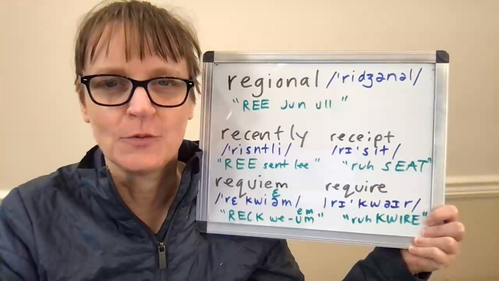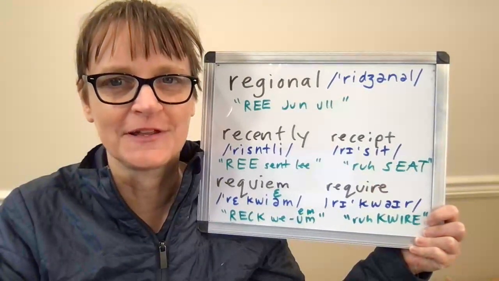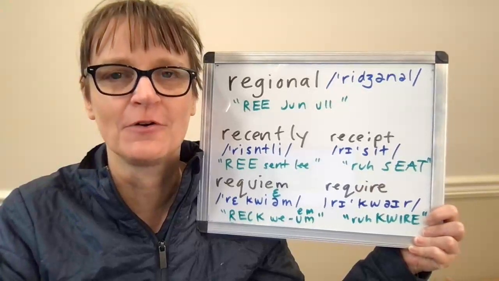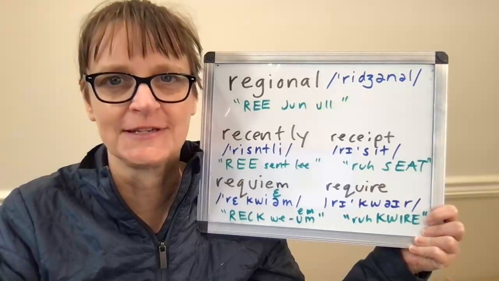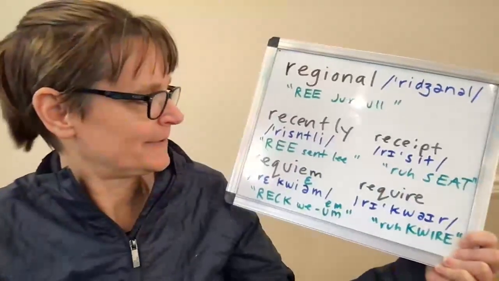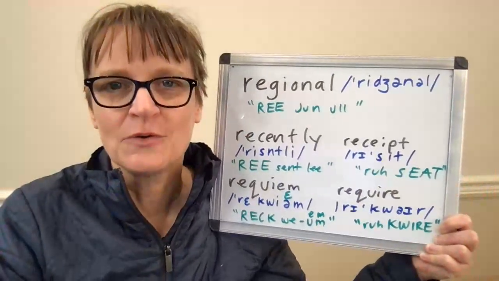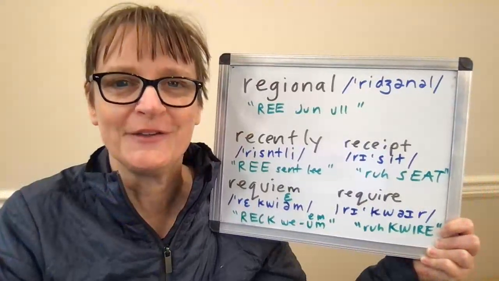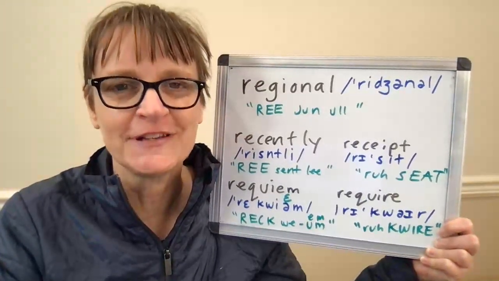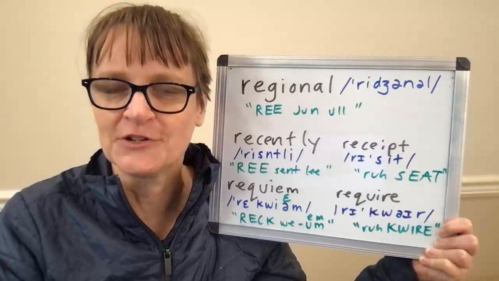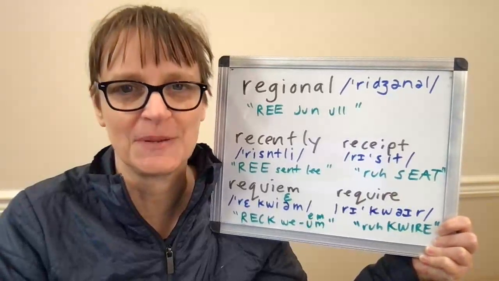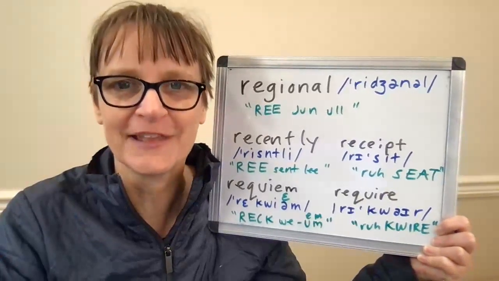In this video, we're going to look at some words that begin with the letters RE. We'll talk about regional, recently, receipt, requiem, and require. So many of these words were requested by you, the viewer, and often with words that start with RE, it's hard to know what sounds we should be making in that first syllable with the letters RE.